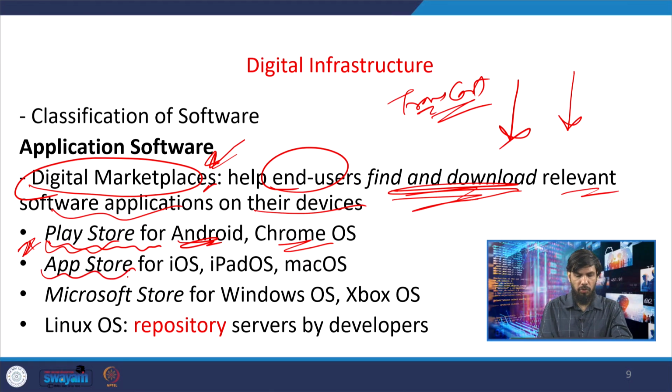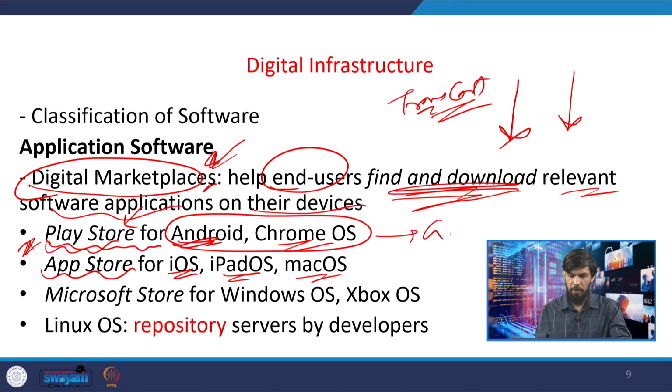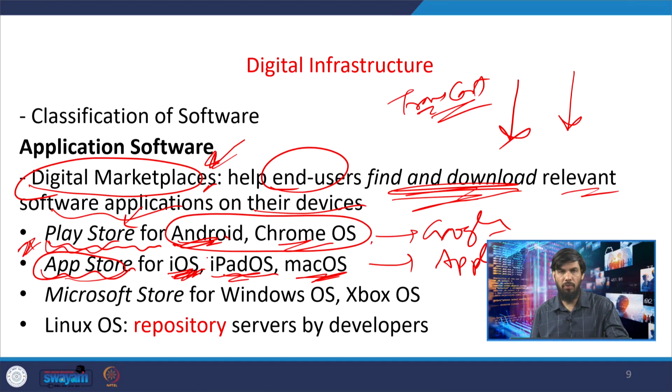Similarly, App Store is for iOS, iPad OS and Mac OS. The previous one, Play Store, is Google's ecosystem, whether we are talking about smartphones, handheld devices or notebooks. And the App Store is Apple's ecosystem. You can see iOS for iPhone, iPad OS for iPad, and Mac OS for Mac PCs. So, if you have an iPhone, iPad or Mac, you can use App Store to find useful applications for your devices.